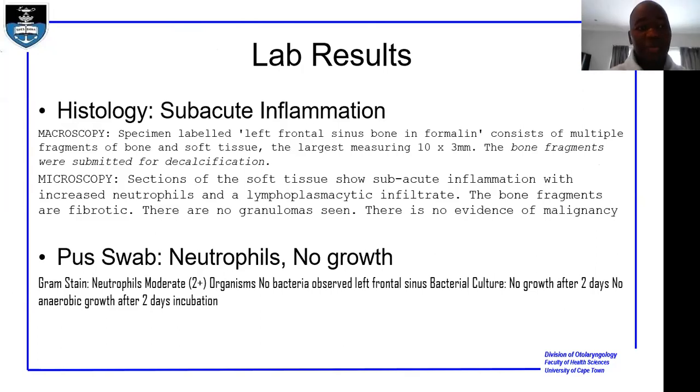The lab results came back. The histology showed subacute inflammation, and the pus swab showed neutrophils and no growth. So postoperatively, we asked the patient to use nasal steroids and to use nasal breathing so as to prevent any formation of any obstruction.